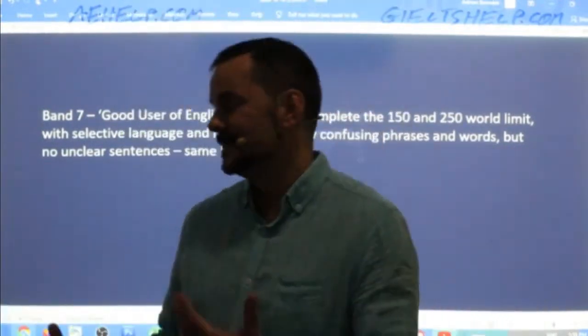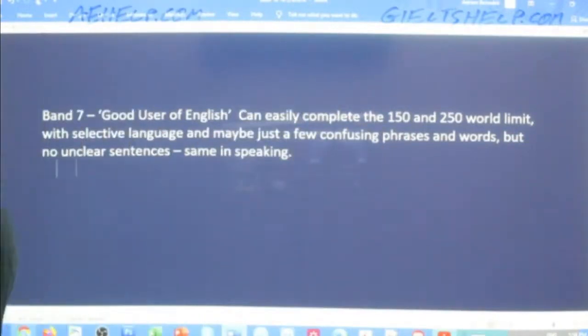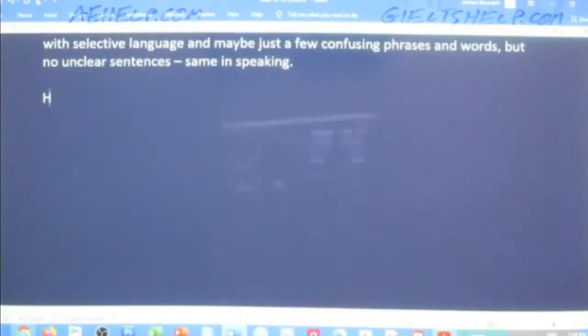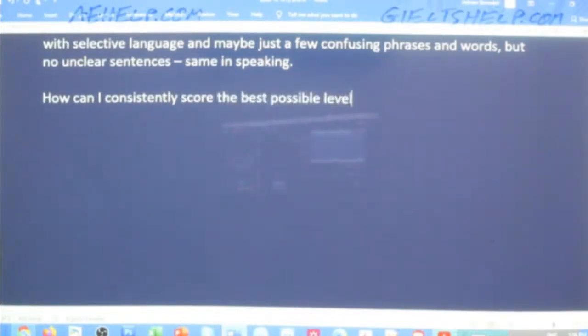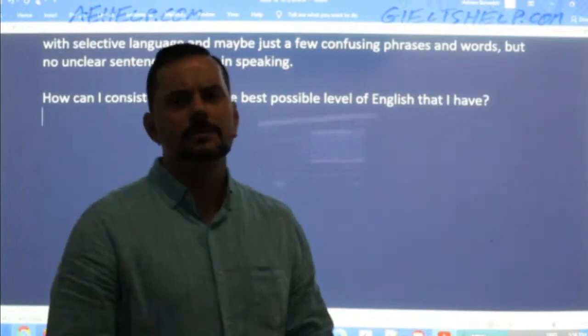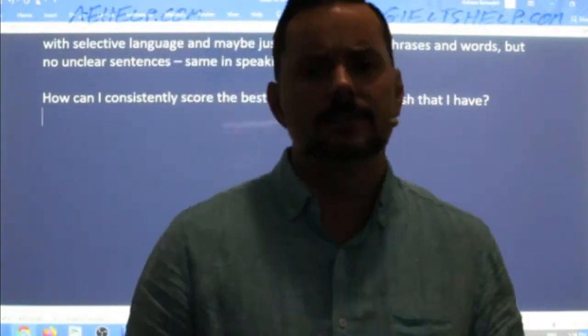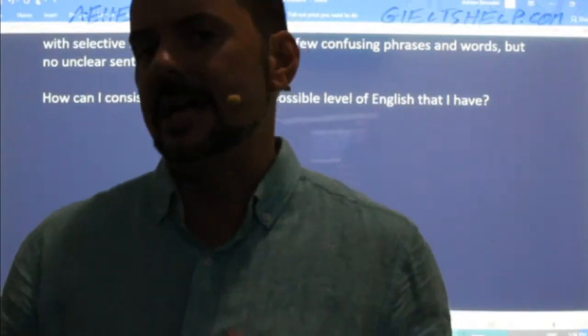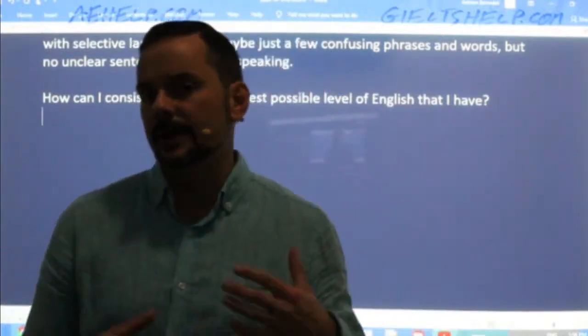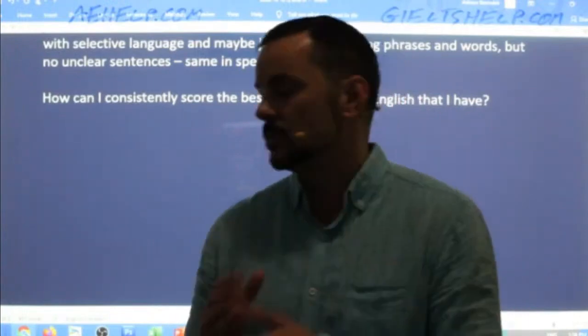Yeah, Carolina, consistency is key, absolutely. So, how can I consistently score the best possible level of English that I have? Right? So, Carolina, there's always going to be some deviation. It's virtually impossible to perfectly score band 8 every time. I have seen that. It's very, very rare, though. There are very few students that consistently score the exact same.